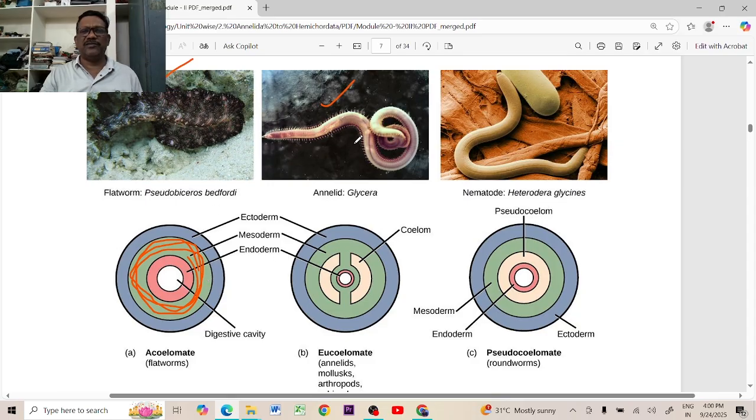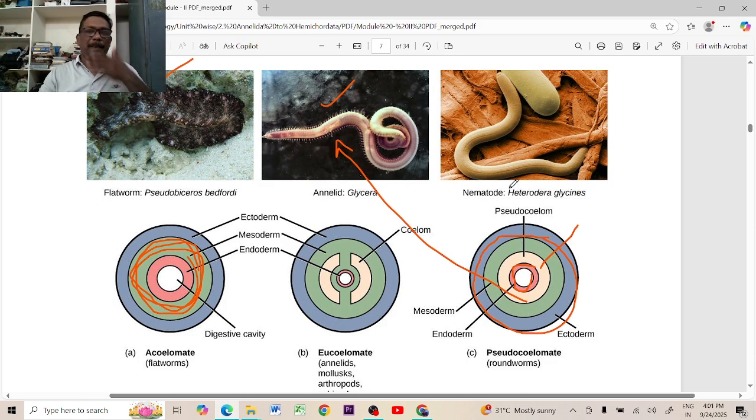That's why these are called acoelomata. Pseudocoelomata, for example Ascaris lumbricoides or other nematodes. In the pseudocoelomata, the body cavity is present, but that body cavity is not formed from the splitting of mesoderm. The mesoderm attaches beneath the ectoderm, but cannot surround the endoderm. That's why it is called a pseudocoelom.